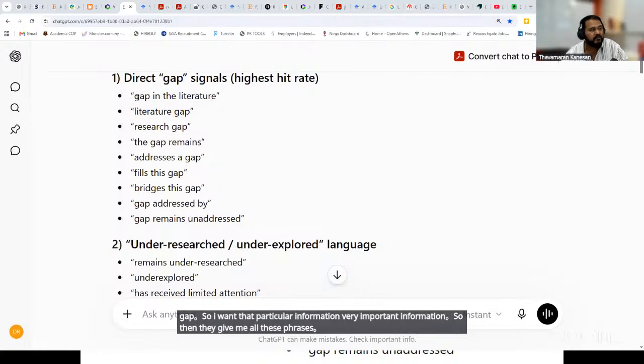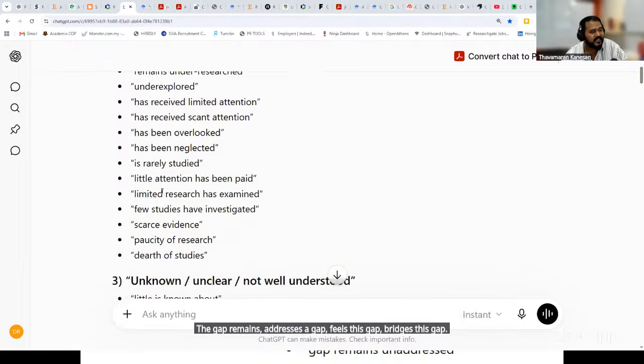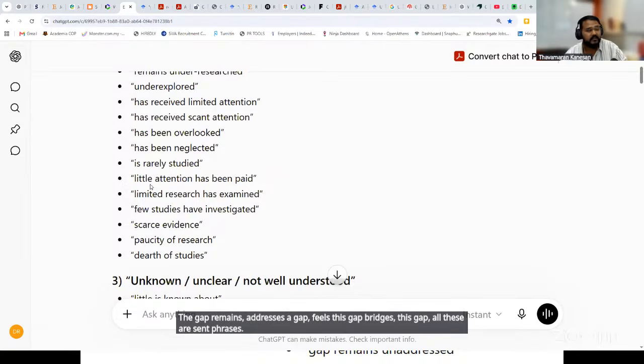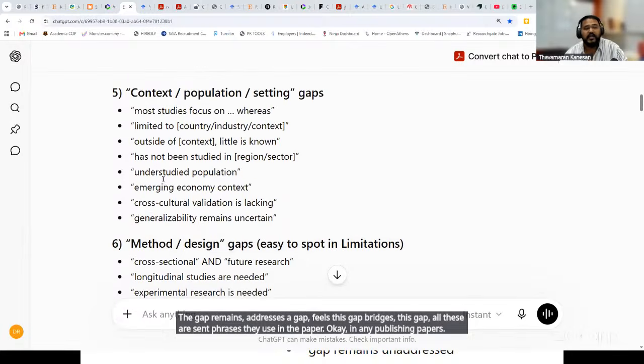So in the paper, normally they'll say gap in the literature, literature gap, research gap, the gap remains, addresses a gap, fills this gap, bridges this gap. All these are phrases they use in any published papers. So what do I do with this?